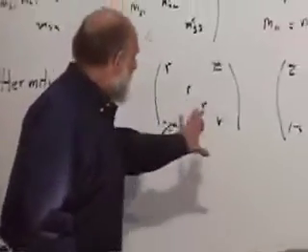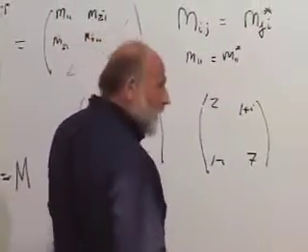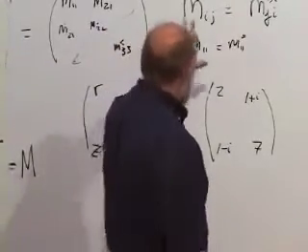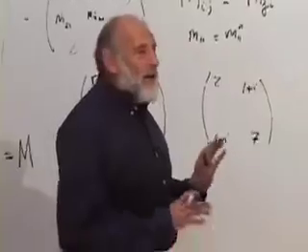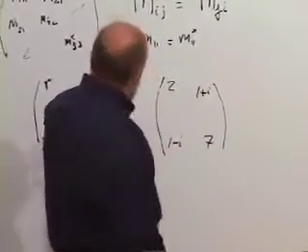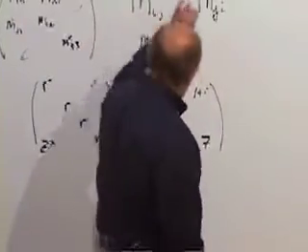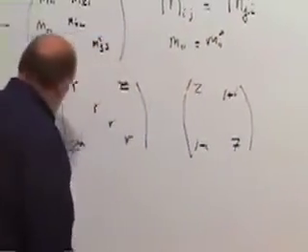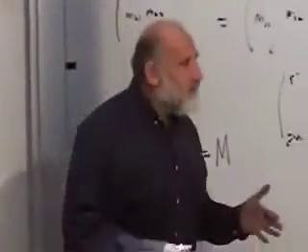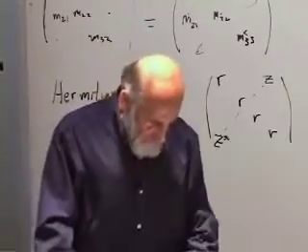This is a kind of reality property. A number being its own complex conjugate says that it's real. For a matrix, the concept of reality is not that the matrix elements are all real, not that each matrix element separately is its own complex conjugate, but that each matrix element is the complex conjugate of the reflected matrix element. We're going to see very shortly why this is a good definition.